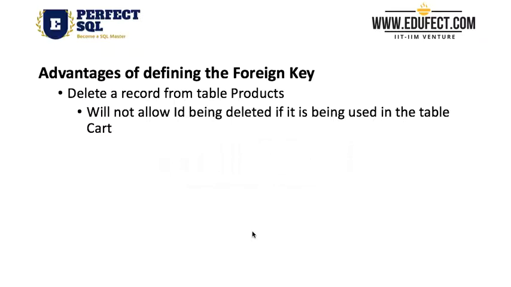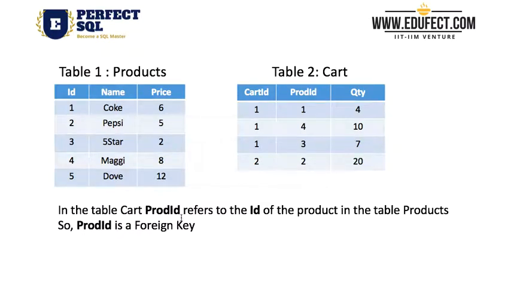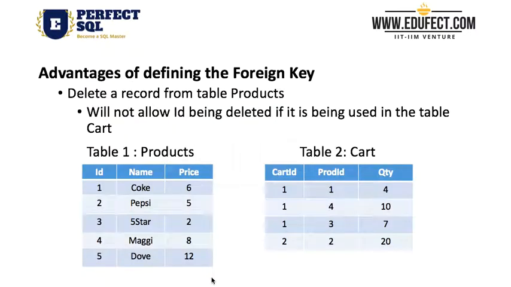So now what are the advantages of defining a foreign key? There are a couple of advantages. The first advantage is that we can only insert values which will have a corresponding foreign key there. The second would be that suppose we want to delete a value from the table. If you want to delete any value from the table ID, it will not allow us to delete that ID if there is a corresponding use of that ID in the table cart. Or to put it in different words, if there is a product ID in use in cart, it cannot be deleted from the table products. So let us look at an example.